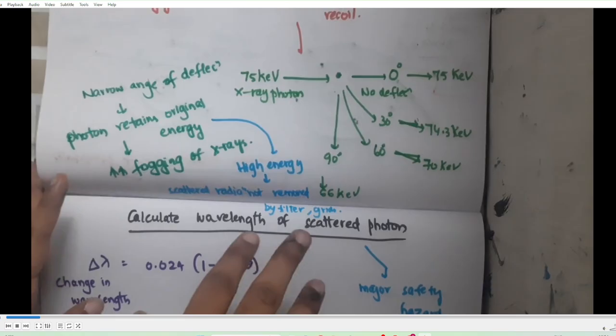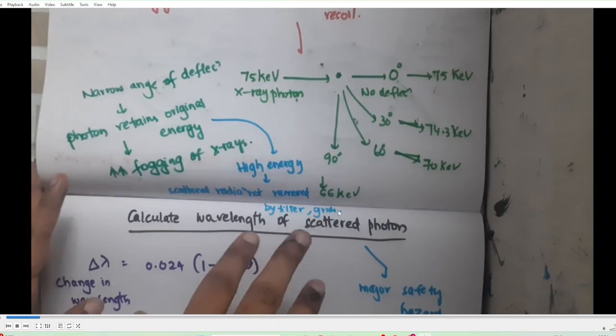Scattered radiation from the Compton reaction is also a major safety hazard. Even after the photon has been deflected by 90 degrees, it still retains most of its energy, because the energy here is 75 and the energy here is 66. Even if the photon is deflected by 90 degrees, it retains most of its energy.